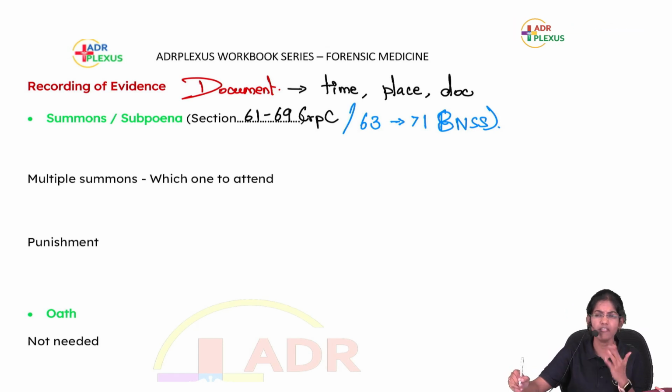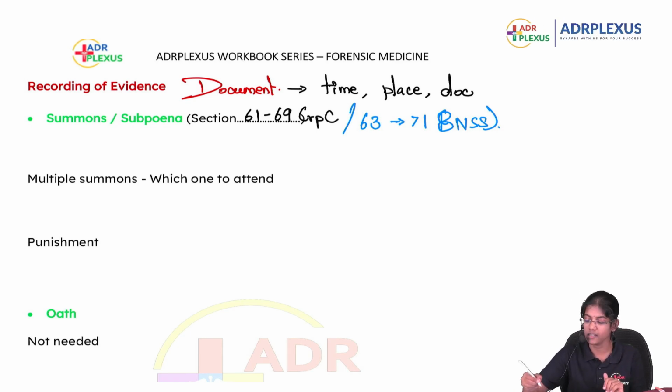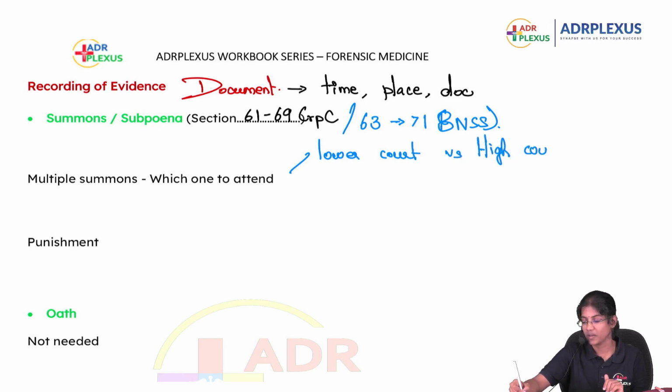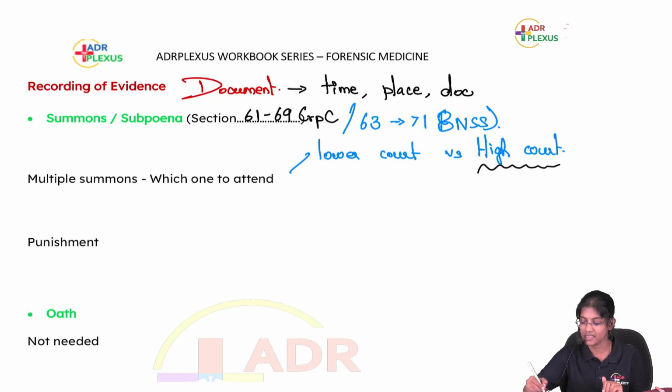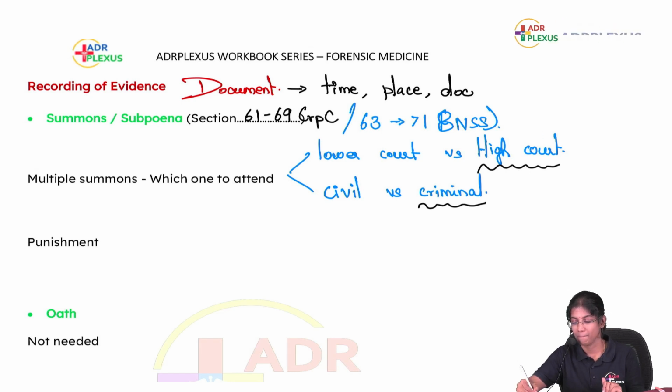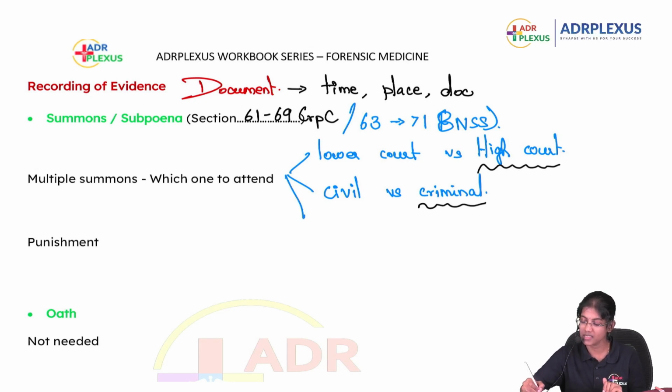Now, you have multiple summons. You have a summon from a lower court and you also have a summon from a high court. Same date, same time. Which one will you go to? You will go to the higher court. You have a civil case and you have a criminal case. Which one will you go to? Criminal.